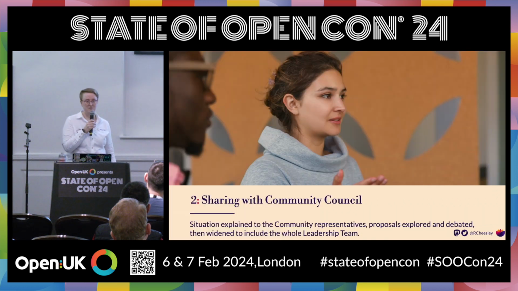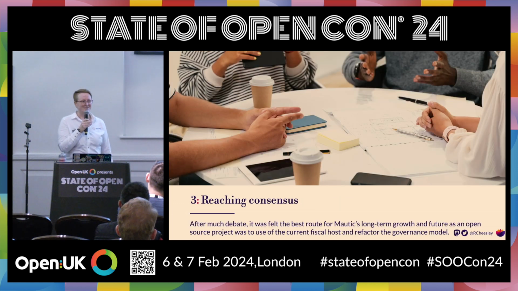So then we shared it with the wider council and the wider leadership team. We talked about the options that I'd researched and what was going to be best, what we wanted for Mautic, and how that was actually going to work with those three options. And then the fun thing in open source: how do you come to a consensus?